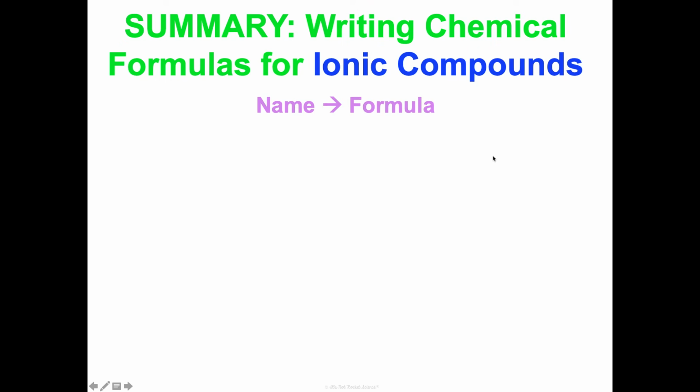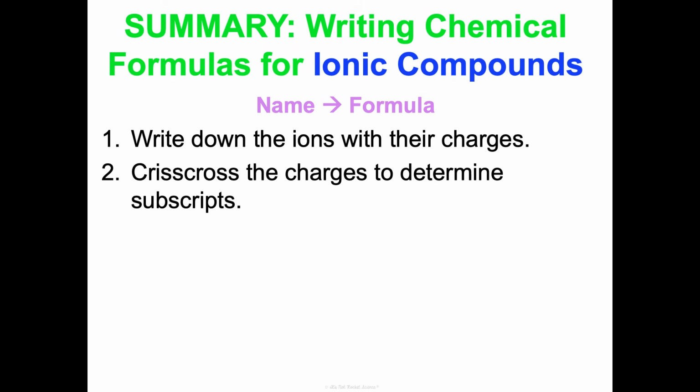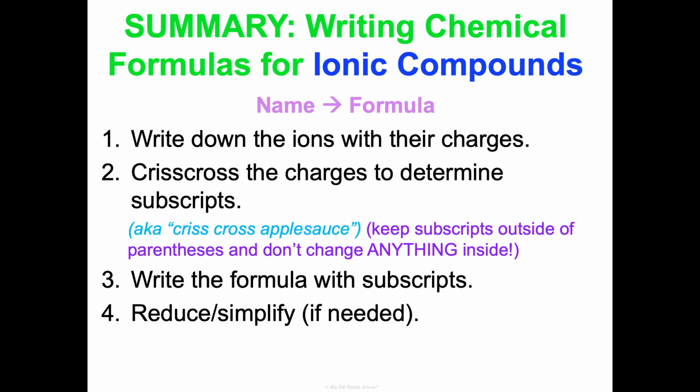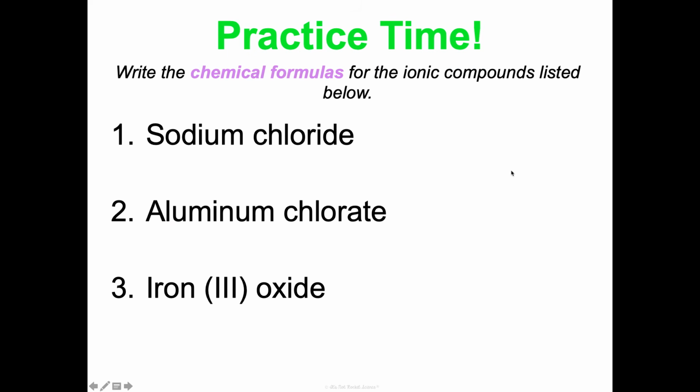So summarizing, putting it all together. When we're going from name to formula, you write down the ions with their charges. You crisscross the charges to determine the subscripts, or crisscross applesauce. You write the formula with subscripts. You reduce and simplify if needed. And here are a few more that you can practice doing.